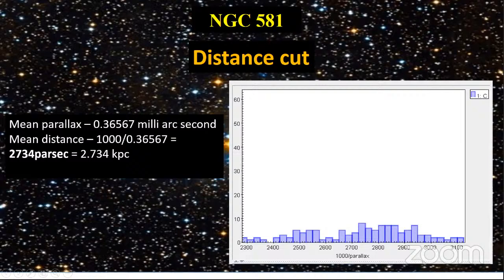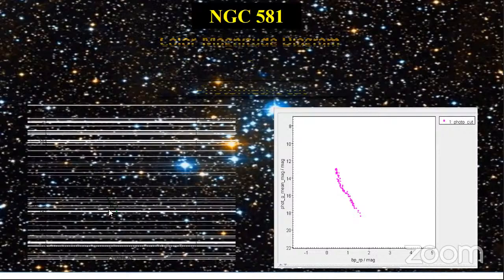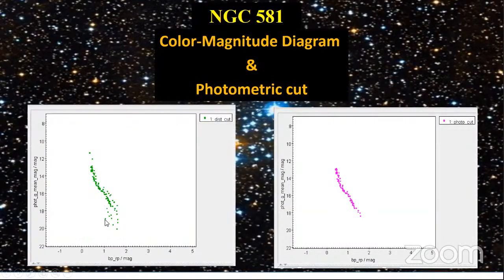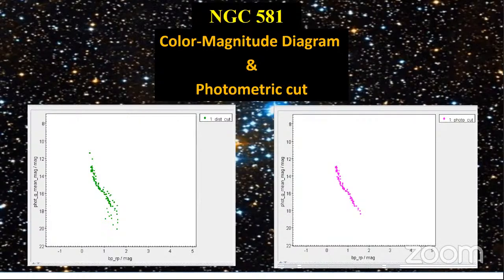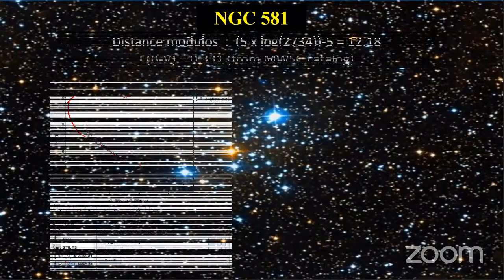After that, I went for creating the color magnitude diagram, and this is the color magnitude diagram with the distance cut. Here you can see there are a few contaminations, so I made a photometric cut on this data, and this is my final data, which I am going to fit with the isochrone. At first I found the log age of this cluster, which is 7.3.